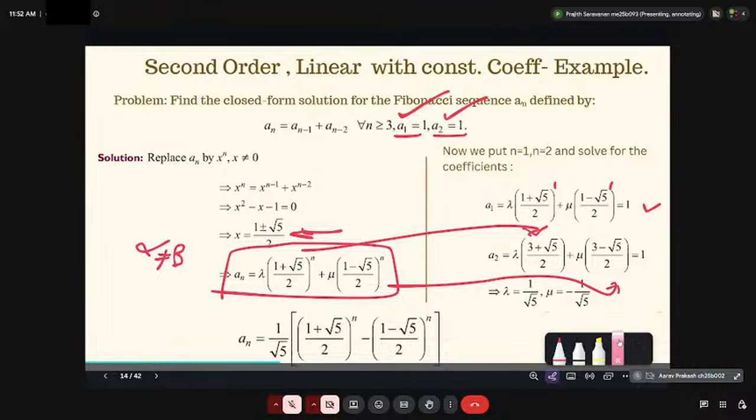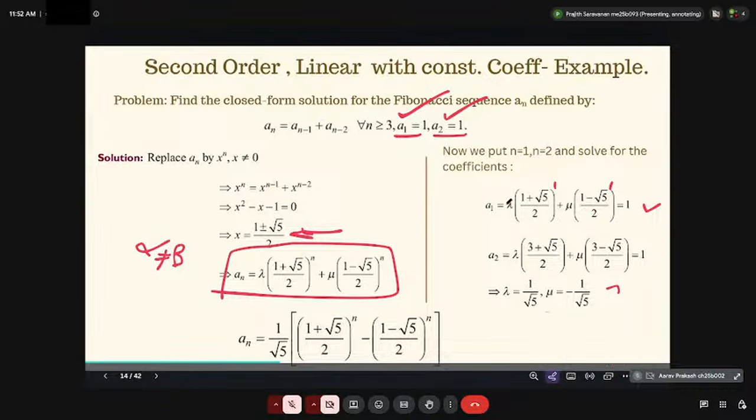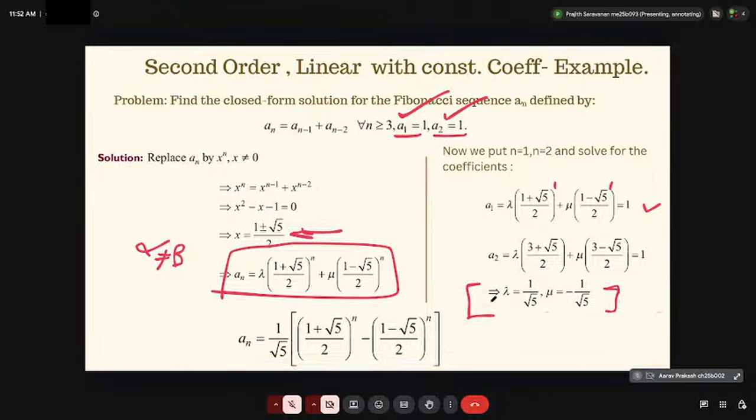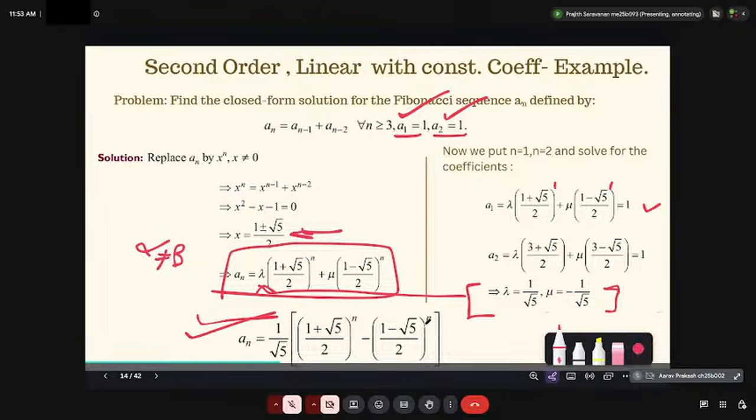And now you have two equations in two variables. This is something you might have learned in 8th, 9th, 10th. When you have linear equations in two variables, you can solve one and put that back in the other. Many ways to do it. Once you solve it, you will get lambda and mu values. Then you can simply put those values back over here and you will get this.